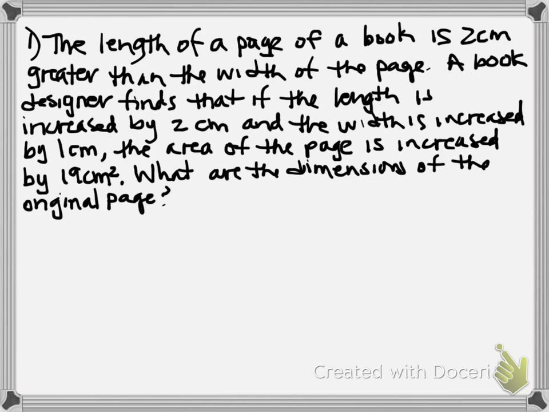So from the top, the length of a page of a book is 2 centimeters greater than the width of the page. A book designer finds that if the length is increased by 2 centimeters and the width is increased by 1 centimeter, the area of the page is increased by 19 square centimeters. What are the dimensions of the original page? So we're going to start by drawing a picture. So we'll start with the original page.